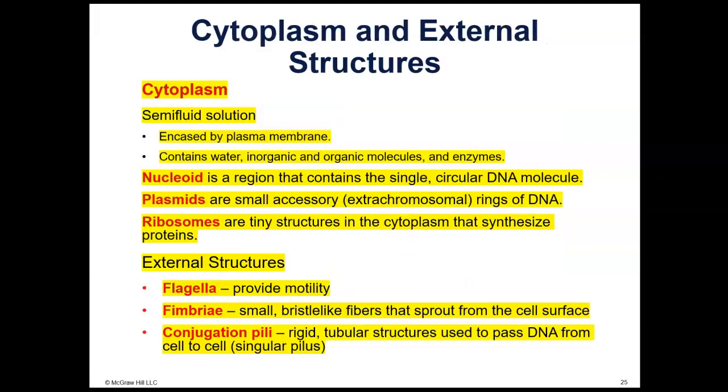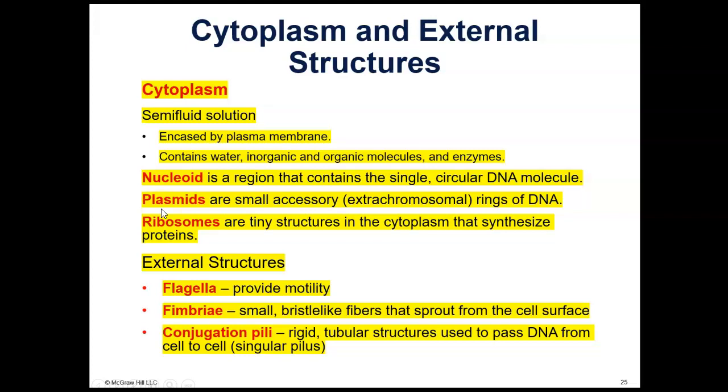So moving on, the inside of the cell, and this is any type of cell, whether it's prokaryotic or eukaryotic, is called cytoplasm. It is a semi-fluid solution, kind of like a gel. It is surrounded by the plasma membrane. It contains water mostly, but also both types of molecules, inorganic and organic molecules, and enzymes. So enzymes are, remember we learned, proteins that speed up chemical reactions. The nucleoid is the region that contains the single circular DNA molecule or the single circular chromosome.